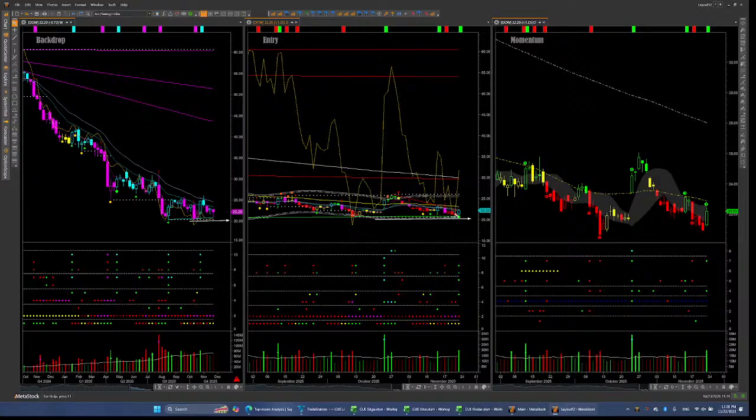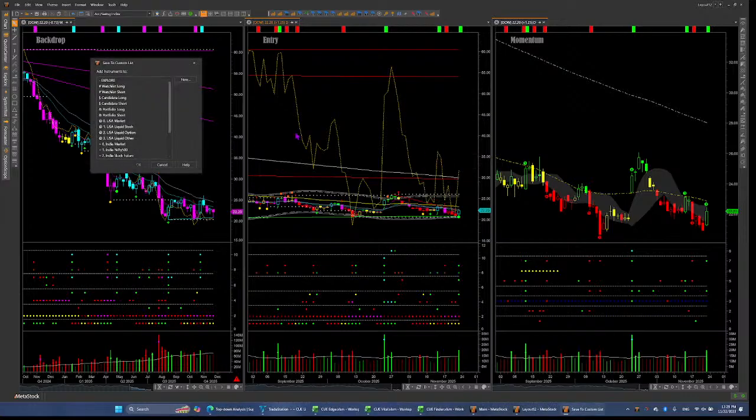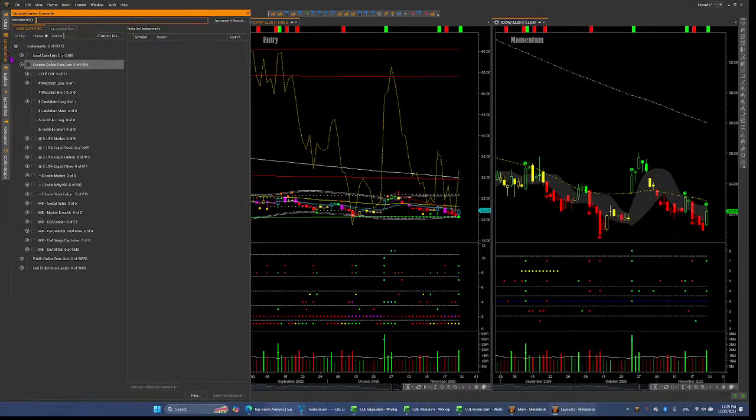Now, as I mentioned, the breakout on Friday is not decisive. So I would like to not make it a long candidate, but I would like to add it to watch list. And that is why I created the different lists. I'm going to add to custom list, and I'm not going to add to candidate long, but I am going to add to watch list long. As I add it, it is remaining in the watch list long.